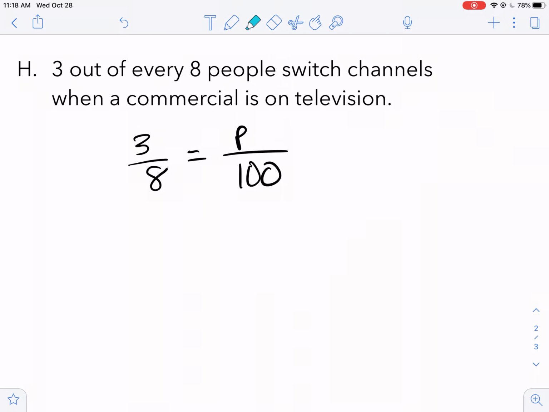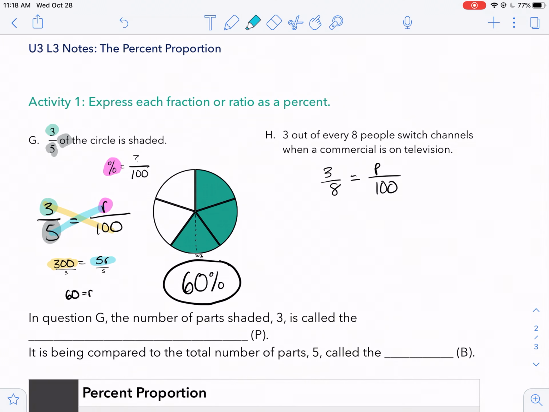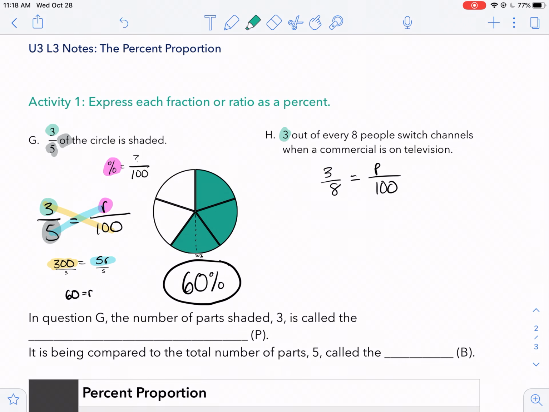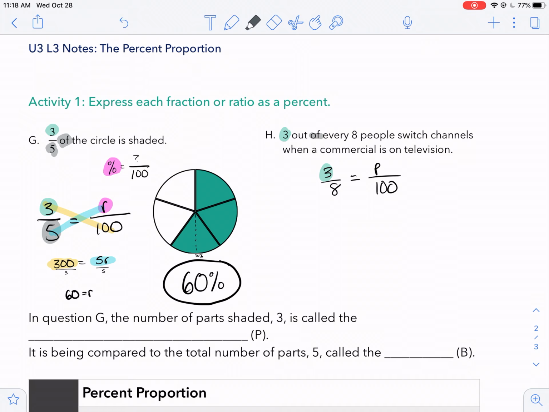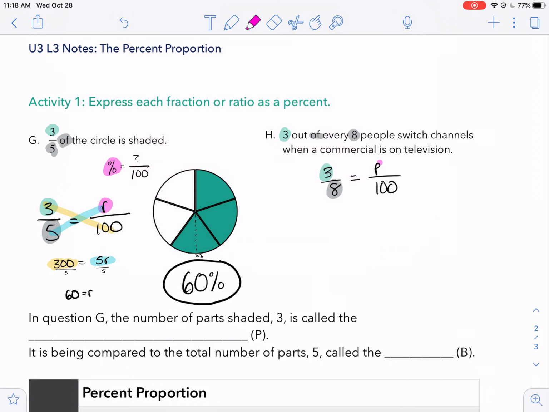So this tells us, what colors did I use last time? Haha. So this tells us, hey, we have 3 out of 8 people equals whatever percent we wanted. We're going to find out what percent of people that is over 100.